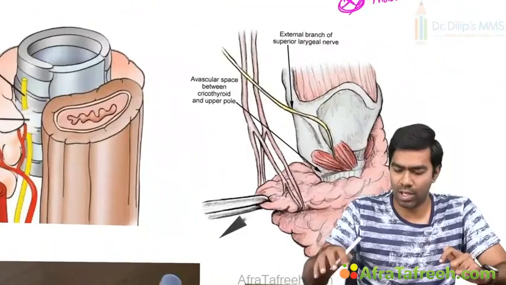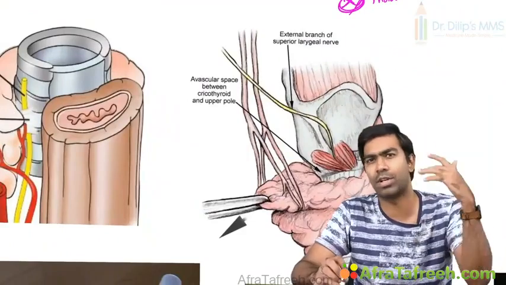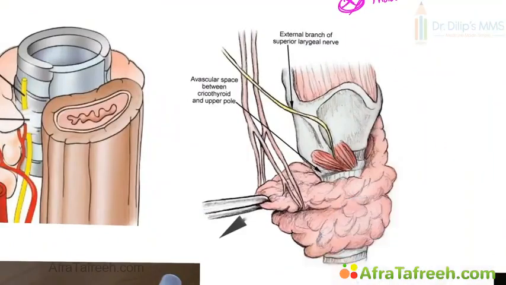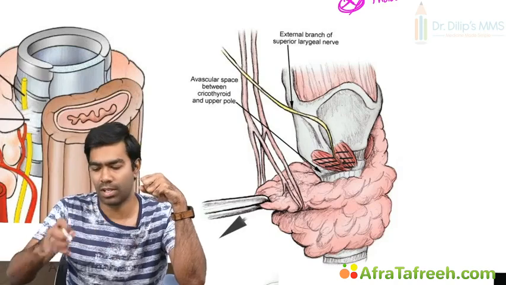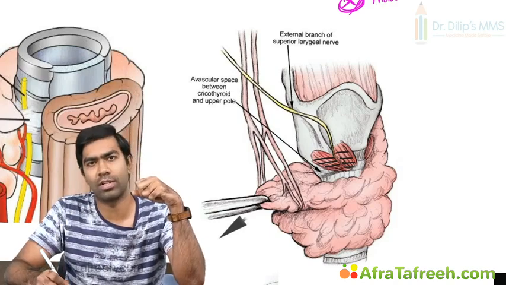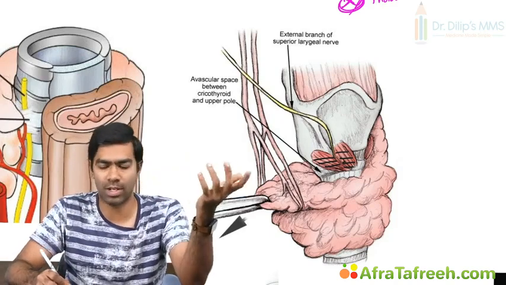Now, I also have to tell you there is some space. You can imagine it like Joul's triangle. In Joul's triangle, once you take off the superior pole of the thyroid gland, in the floor you are going to have the cricothyroid muscle. You can see in the floor you have this cricothyroid muscle, and you know the content of this triangle is going to be the external branch of the superior laryngeal nerve.